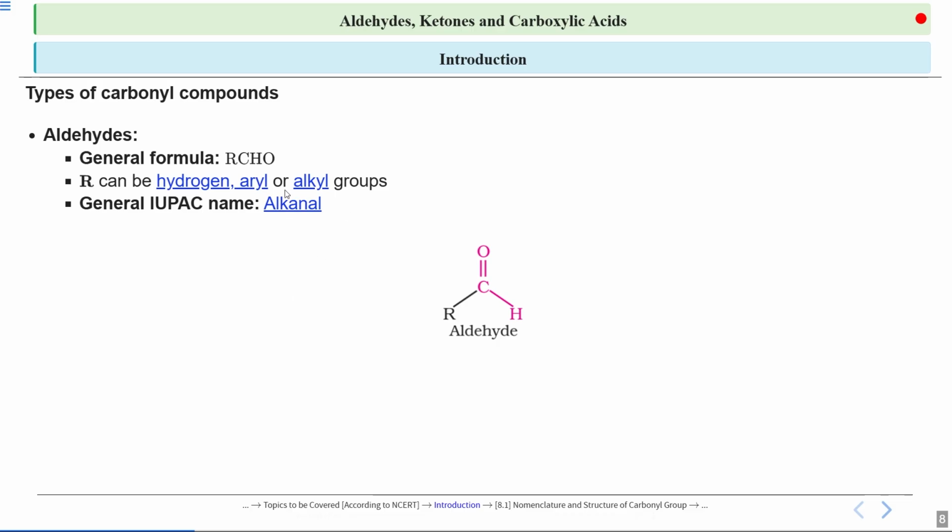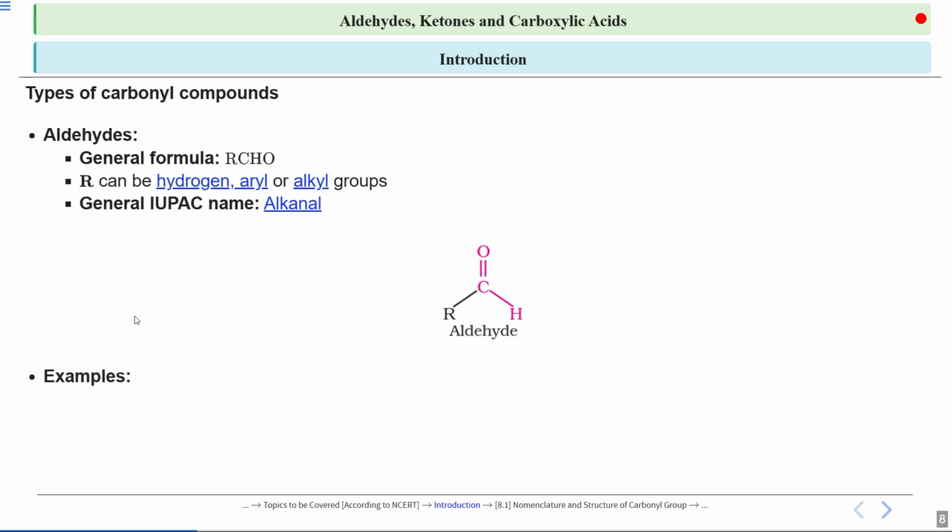Now look at this. This is how aldehydes look. The general formula is RCHO. This is the carbonyl group which is present, that is C double bond O. On one side you have an R group, and this R group can be either a hydrogen, an aryl group, or an alkyl group. On the other side there is a hydrogen. So on one side there is an R group and on the other side there is hydrogen. This is how an aldehyde looks.